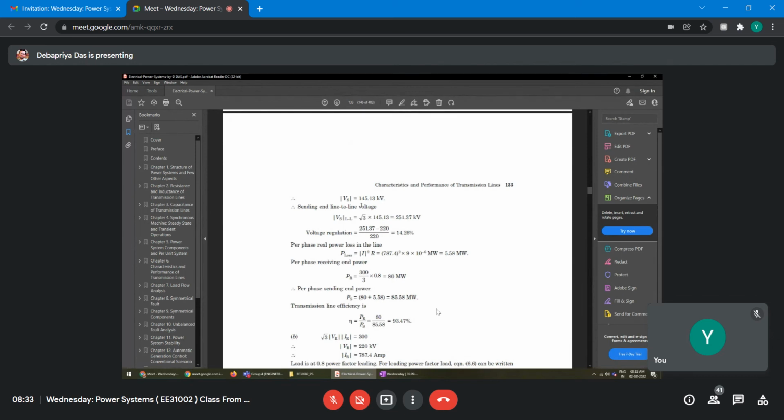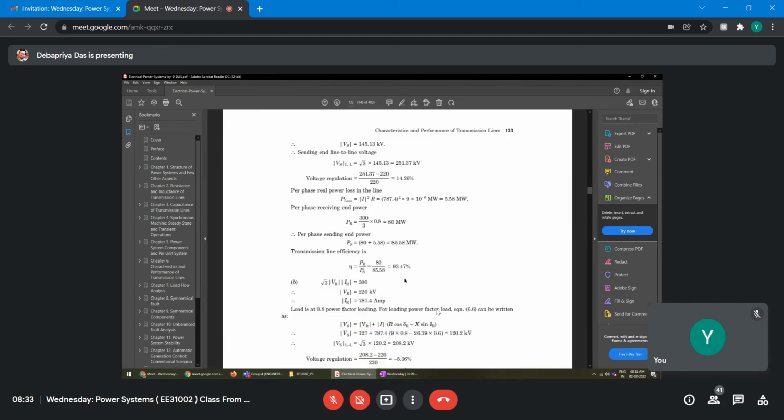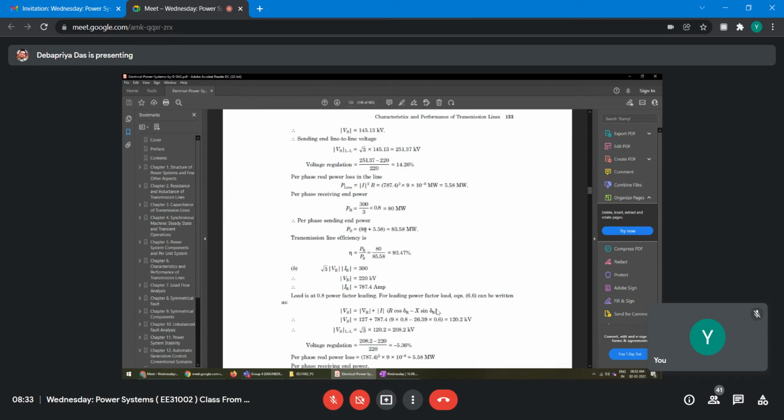So sending end voltage is this much, that is per phase. If you go line to line, where you multiply by root 3, so you will get this much. So voltage regulation will be again that sending end voltage minus receiving end voltage upon receiving end voltage. Now per phase real power loss will be I square R, this much, right? Per phase receiving end power 300, it is 300 MVA, divide by 3, it will be 100 MVA into 0.8, 80 megawatt, right?